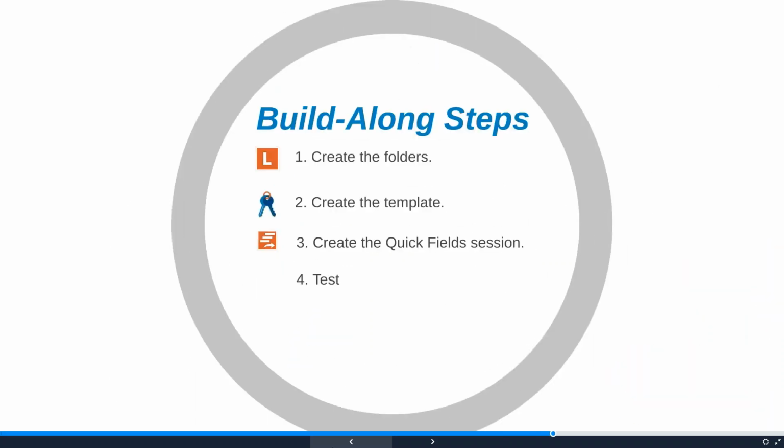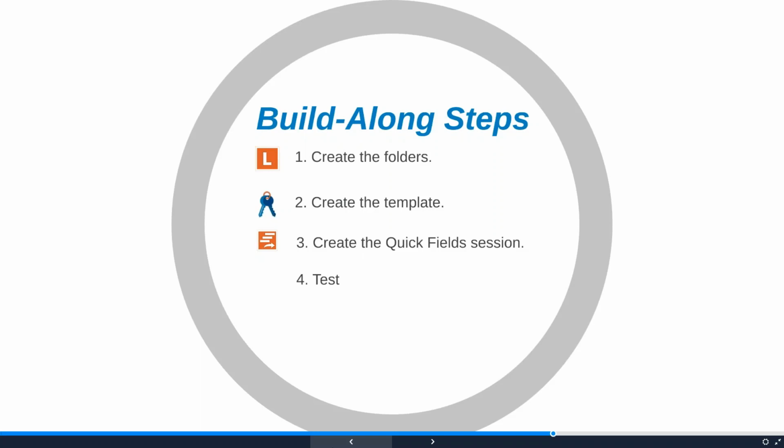For the build along today, we're going to first create folders in Laserfiche. The folders we're going to have are our inbox, where QuickFields is going to pick up documents. And then I will also create the folder for the delivery of the QuickFields documents. We're going to create a template that we're going to use for our QuickFields session. So we'll be able to see the template and all of the fields that we're going to use to index and send that information from the barcodes into the template.